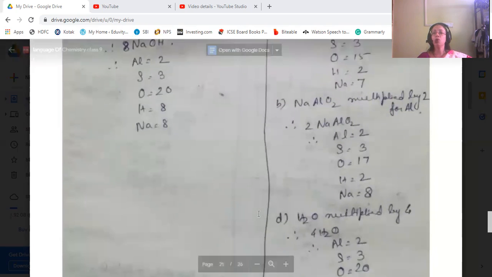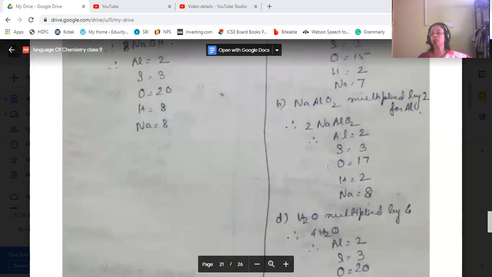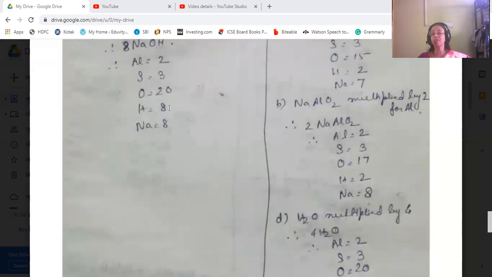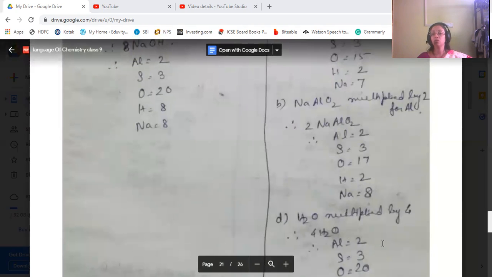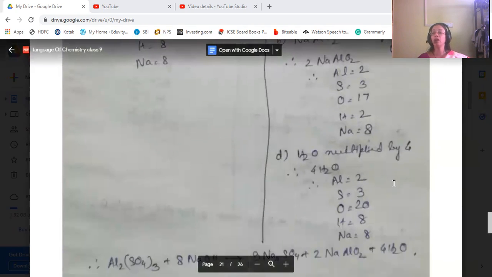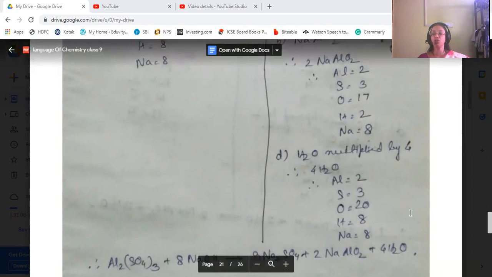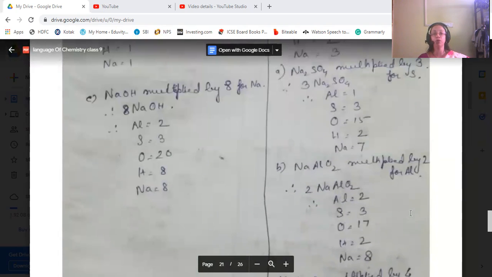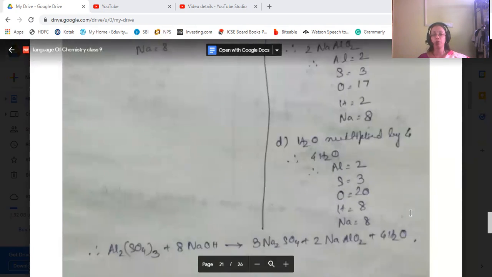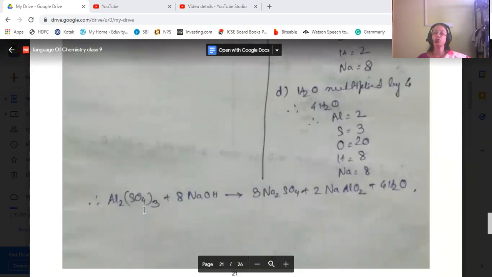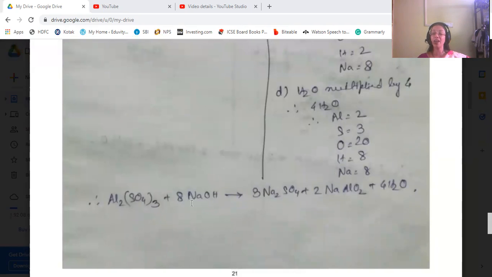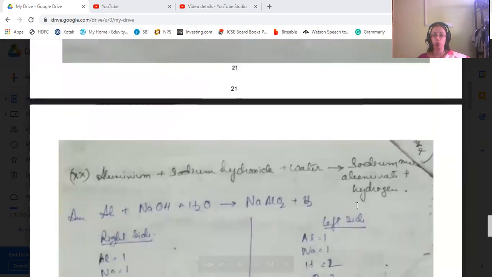Now, what is left? See, H is equal to 2 on the product side, and on the reactant side, H is equal to 8. So H2O is again multiplied by 4. So that makes aluminium is equal to 2, S is equal to 3, O is equal to 20, H is equal to 8, and Na is equal to 8. So that makes a balanced equation. So we get Al2(SO4)3 plus 8 NaOH gives us 3 Na2SO4 plus 2 NaAlO2 plus 4H2O.